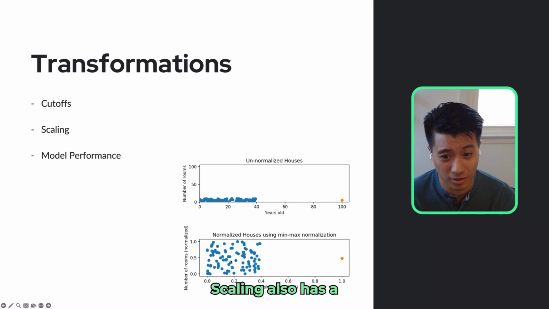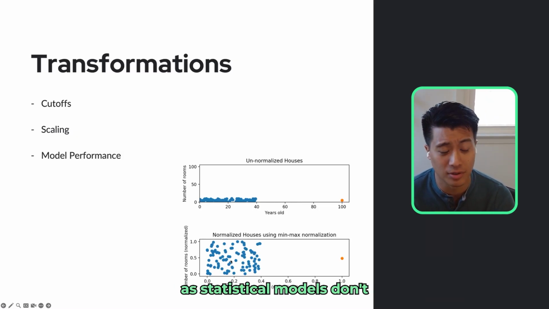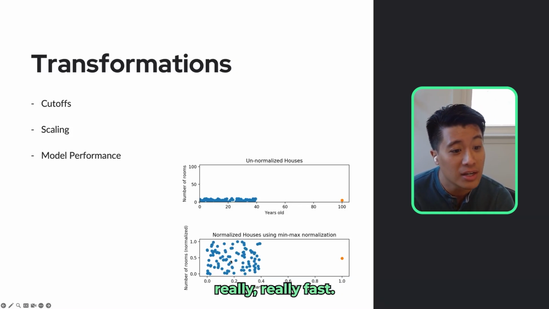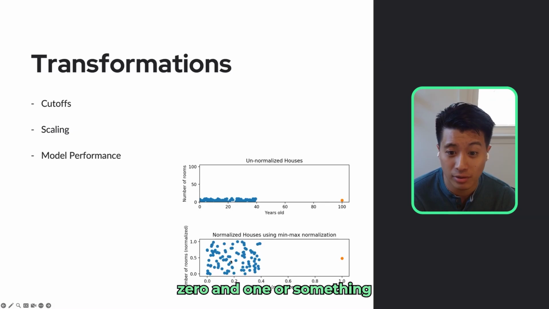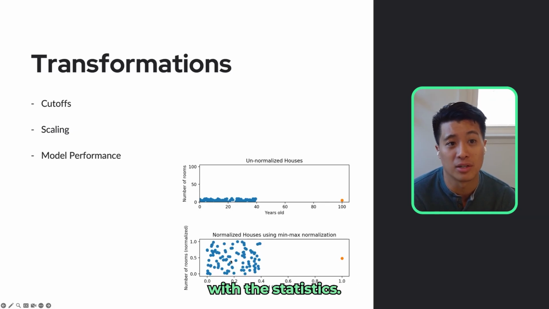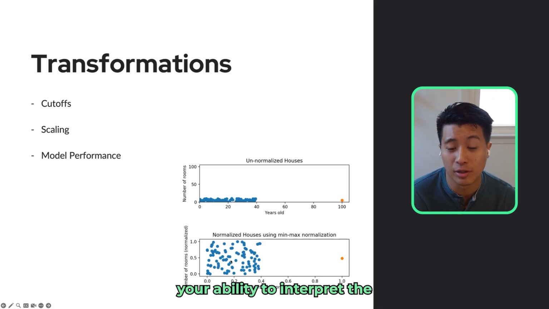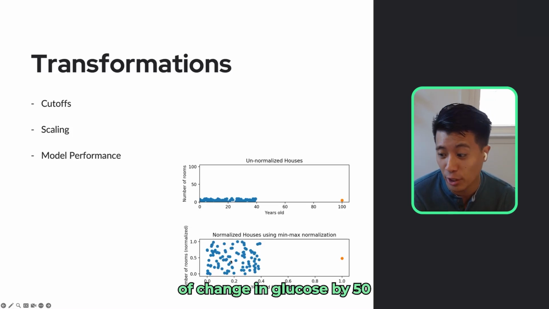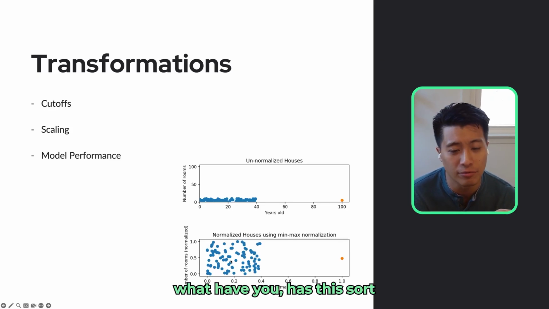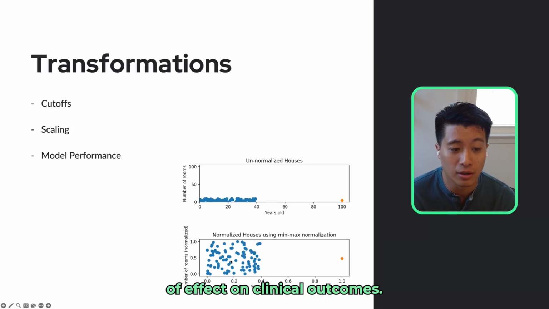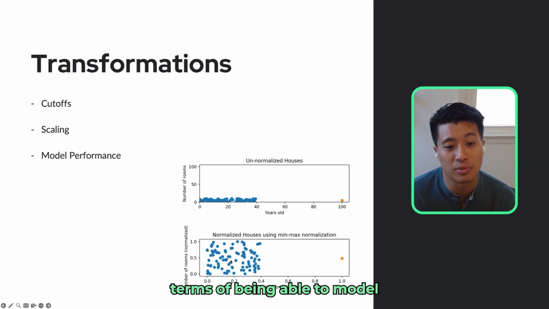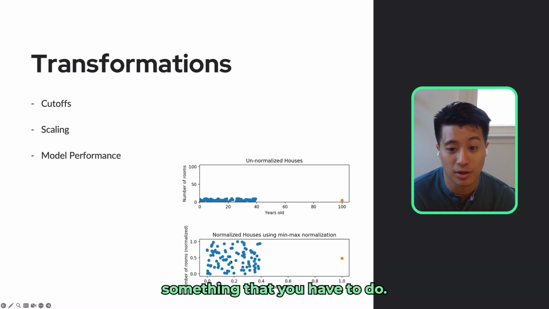Now, scaling also has a contribution sometimes to model performance. Certain types of statistical models don't like huge, gigantic numbers. They get huge and gigantic really, really fast. I mean, if you can scale it between 0 and 1 or something like that, it plays better with the statistics. Sometimes this messes with your ability to interpret the data, because you want to be able to say like this sort of change in glucose by 50 milligrams per deciliter or what have you has this sort of effect on clinical outcomes. But in terms of like being able to visualize it, in terms of being able to model it, sometimes scaling it is something that you have to do.